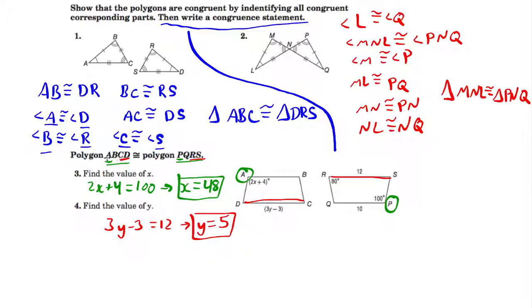So watch out for corresponding parts. You can basically read these. We know that side AB is congruent to side PQ. We know that BC is congruent to QR. It's all in the order of how these polygons are written. And so that's why it's so important that we write them correctly.